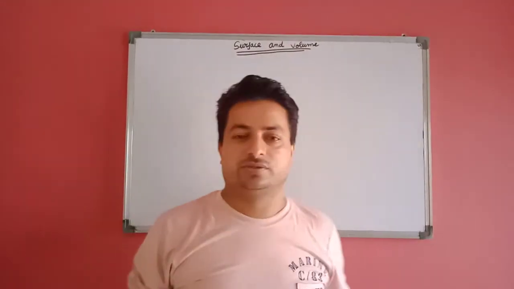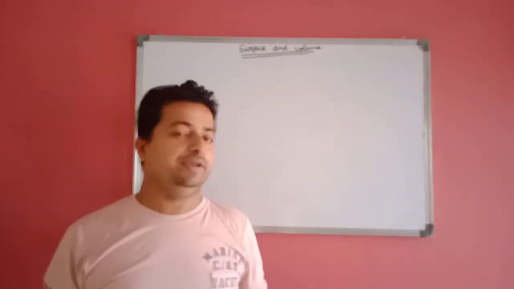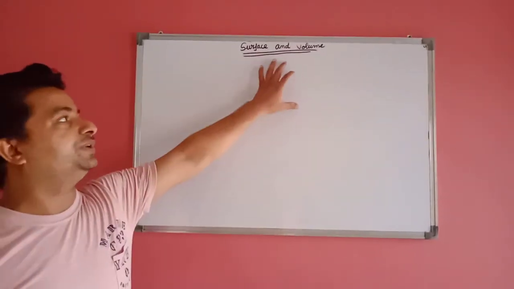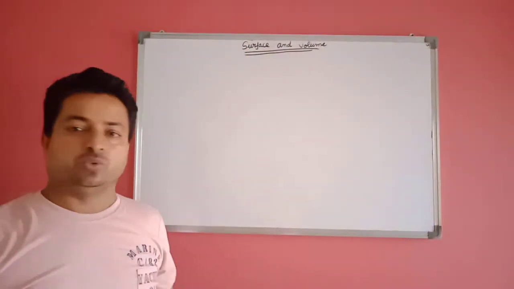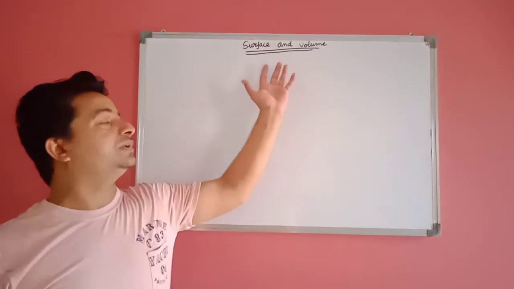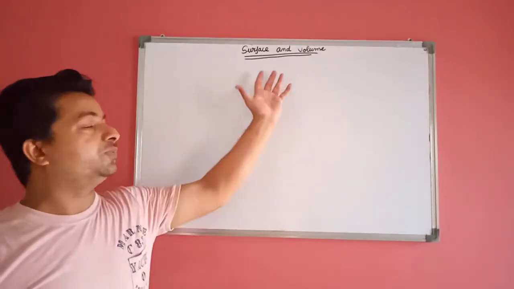Good morning students. Today we will start chapter number 13 of class 10, that is surface area and volume. Today we will discuss only the basic concept, that's formulas of this chapter.